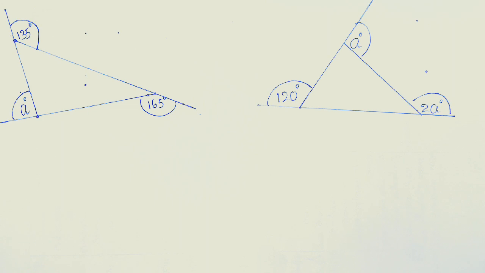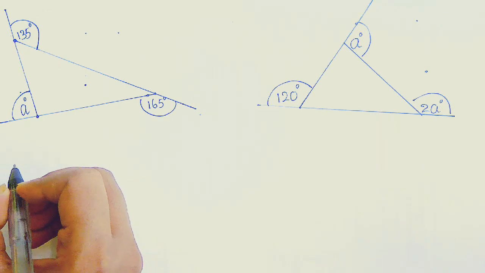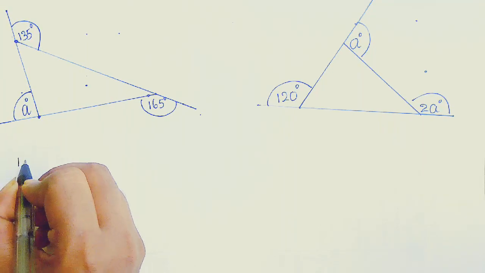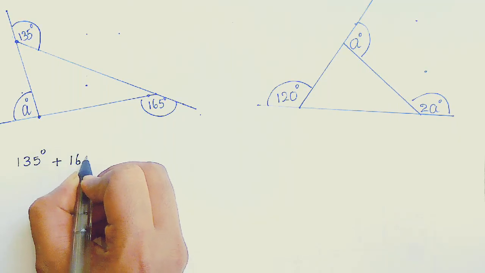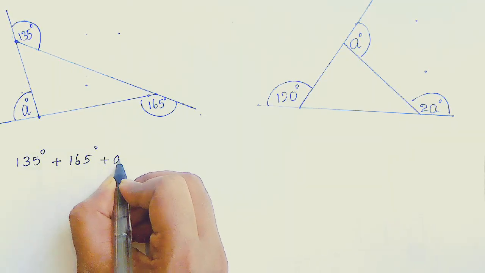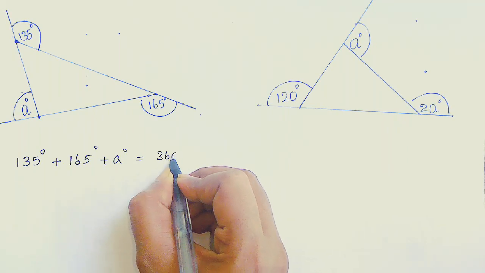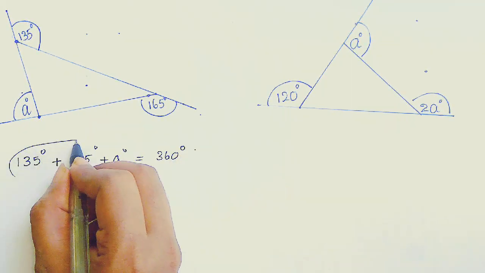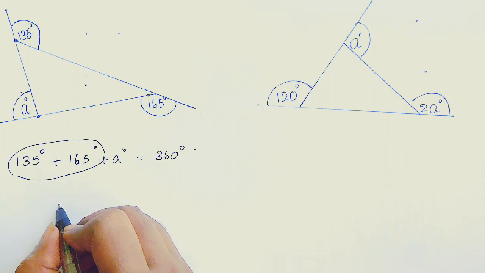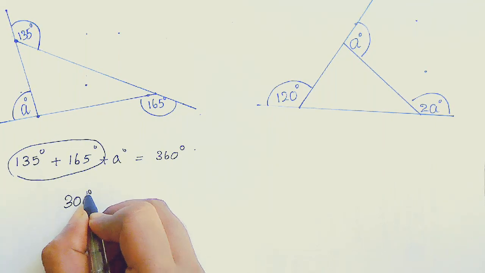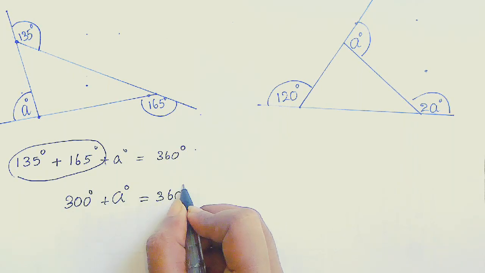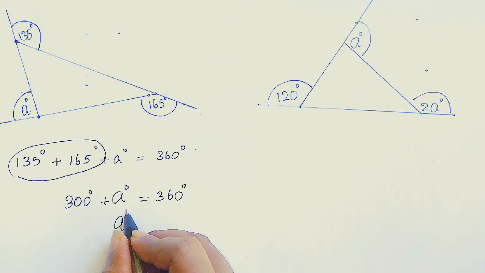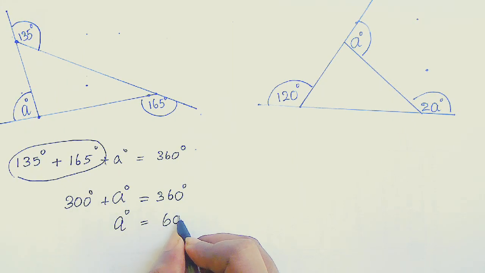Here, you know, the sum of the exterior angles should be 360 degrees. Then we can write 135 + 165 + A equals 360 degrees. We can add those numerical values and write like this. Now we can easily find A as 60 degrees.